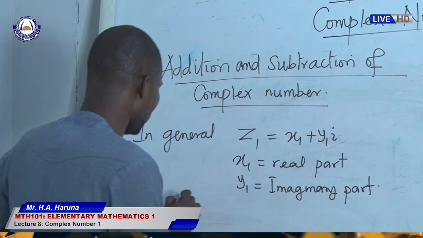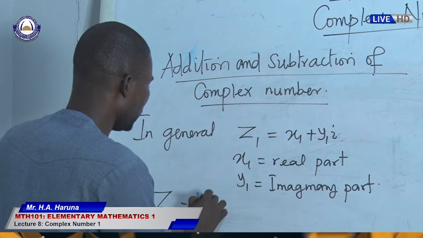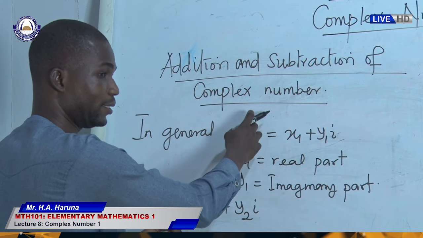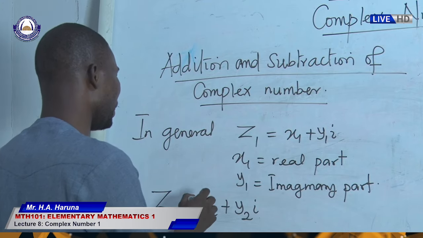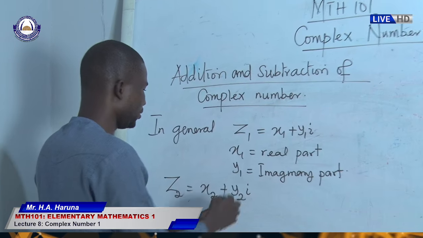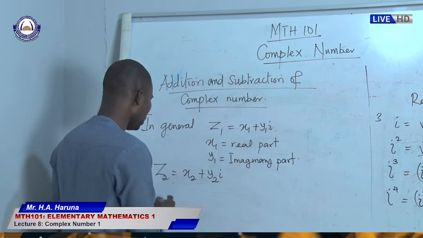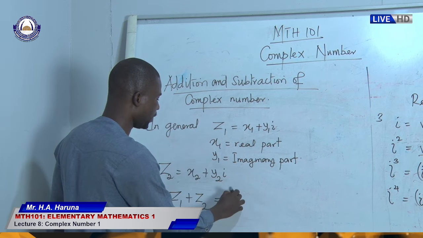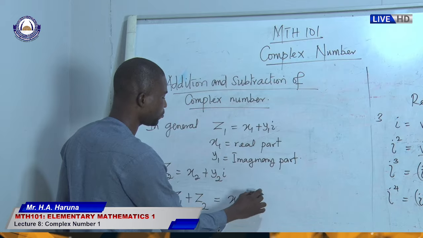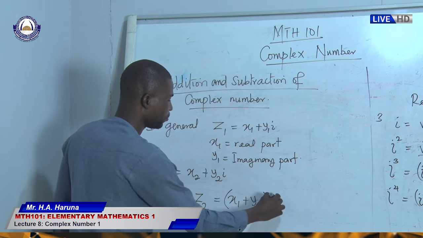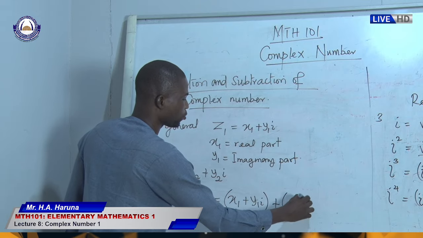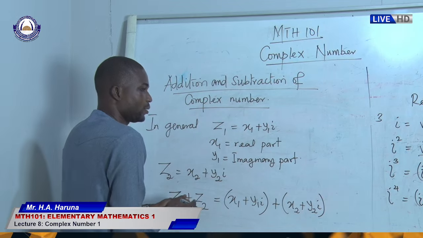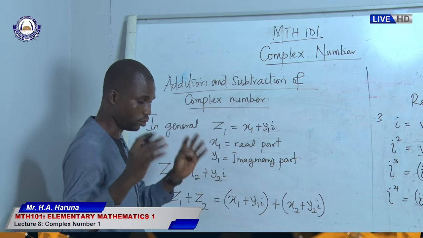So let's bring in Z2 rather. Z2 equals X2 plus Y2 i. Now we can add the two together, but you will recall that X2, like X1, is the real part, and Y2, like Y1, is the imaginary part. So when you have Z1 plus Z2, you are going to have X1 plus Y1 i, this is in bracket, plus X2 plus Y2 i, this is in bracket. So you add the real parts together. That is collection of like terms, and you understand it from secondary school.